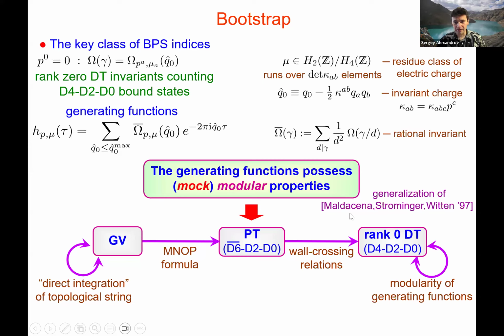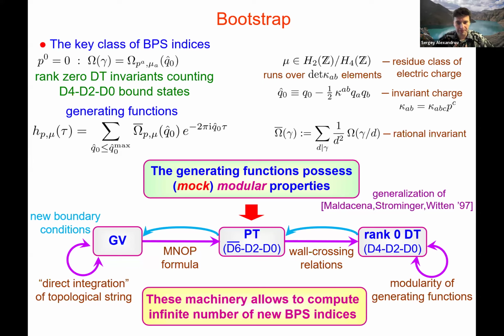And then the modularity actually allows, from the knowledge of a few such invariants, to find the full generating functions of these guys. At this point, you can even go back, and from the knowledge of this generating function, you can compute new PT invariants and new GV invariants, which will play the role of new boundary conditions for direct integration methods. So in this way, you can overcome the original limitations of this method. So the main conclusion is that this machinery, in the end, allows us to compute many new BPS indices.